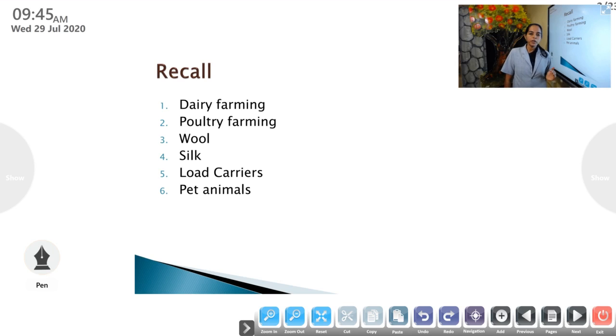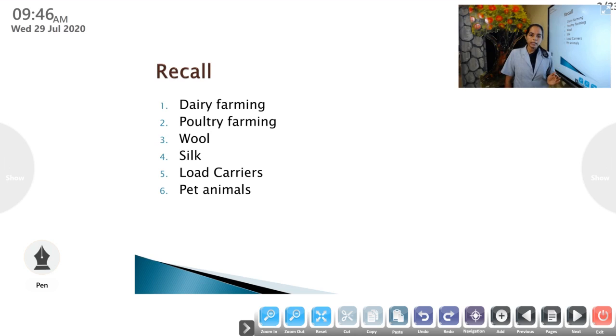Then wool. From where do we get wool? From sheep and yak. Then do you remember what is shearing? Yes, it is the process of removal of wool from animals. That process is called shearing. Then next, you studied about silk. From where do we get silk? Yes, silk is obtained from the cocoon of the silkworm. What is cocoon? Cocoon is a protective covering made of silk thread around the silkworm.